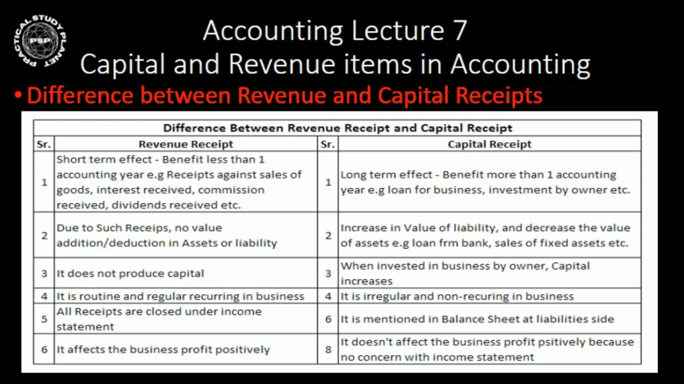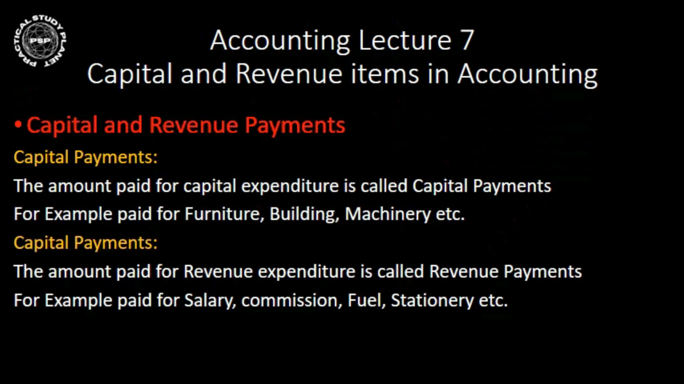The fifth one: all receipts are closed under income statement, that is the revenue receipt, whereas the capital receipt is mentioned in the balance sheet on the liability side. The sixth difference: it affects the business profit positively because it is a revenue receipt, whereas the capital receipt does not affect the business profit positively because no concern with the income statement.